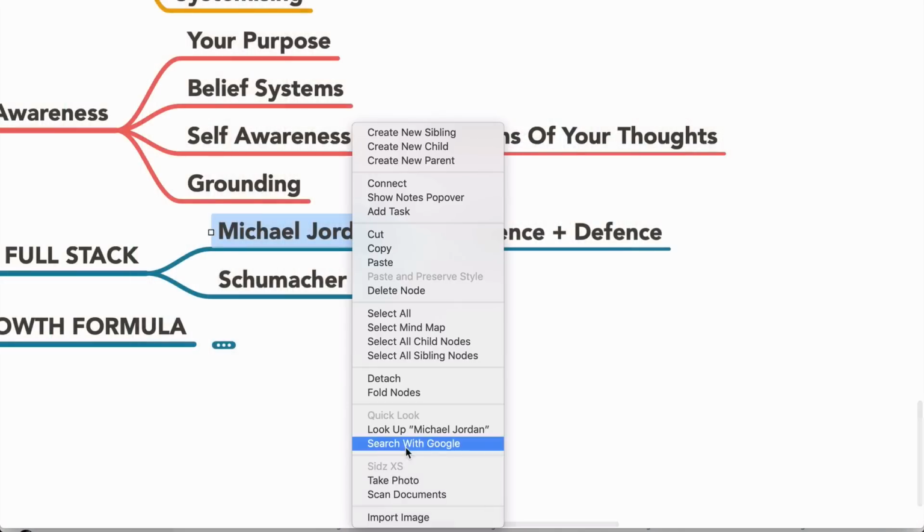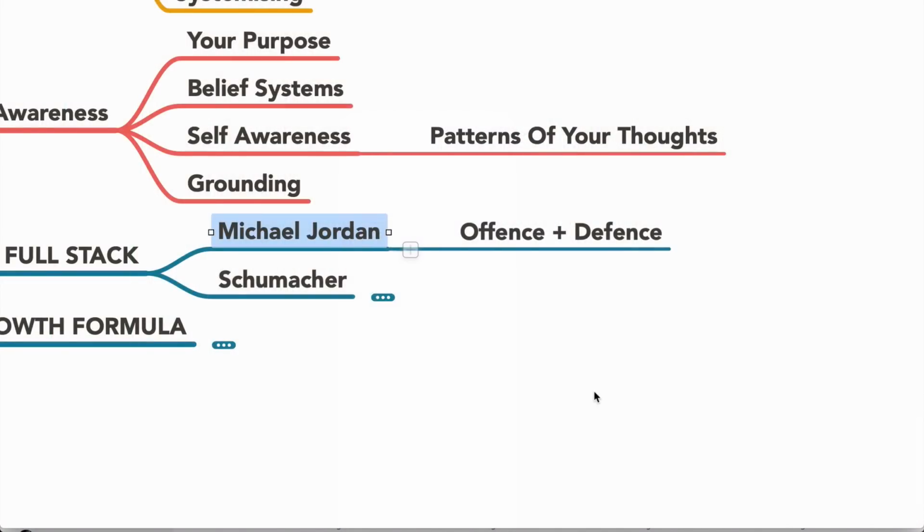Just to give you an example here, Michael Jordan, the famous basketball player, the greatest in the history of basketball. This guy was great at offense and defense. He was not a single discipline player. He was good at offense, he was good at defense, and that's how he is in the history books of basketball.